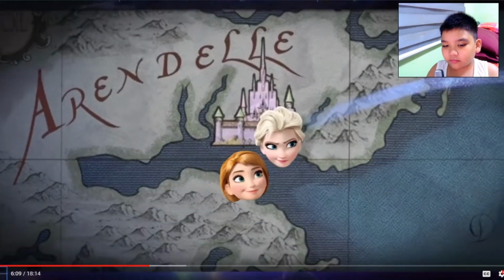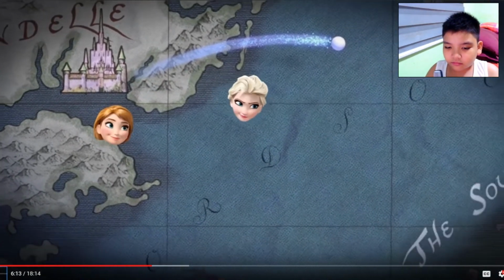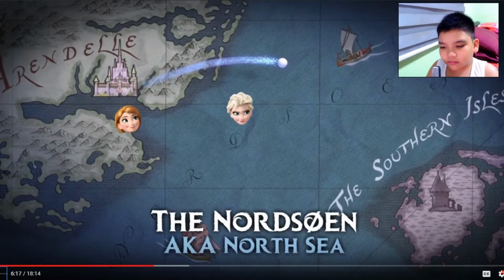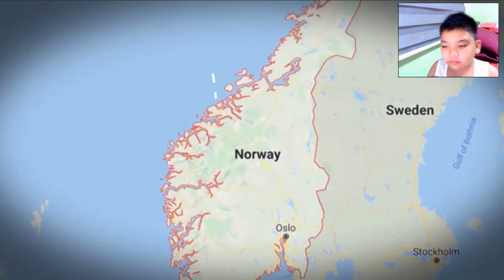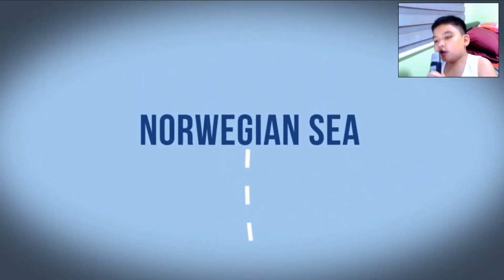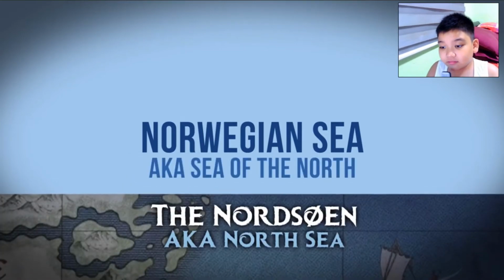As Elsa journeys north, again after abandoning her sister in the middle of nowhere, we reach a point where, according to the Frozen Fever map, she runs into the Nordsøen, which is Danish for North Sea. Now, the closest body of water north of Norway on a real-world map is the Norwegian Sea. Interestingly, the name of the Norwegian Sea roughly translates to Sea of the North, so it's a fair stand-in.